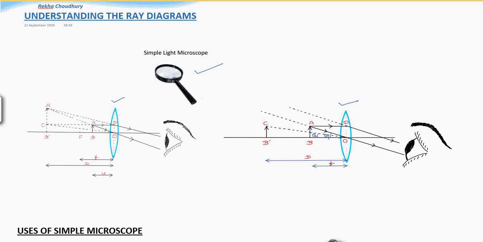And in this second diagram, the final image is formed at infinity. That means here the object lies at the focus. Here the object lies at the principal focus, so the final image is formed at infinity. Why are we taking this C B dash in both the diagrams? We will know it when we derive the magnification for both the cases.